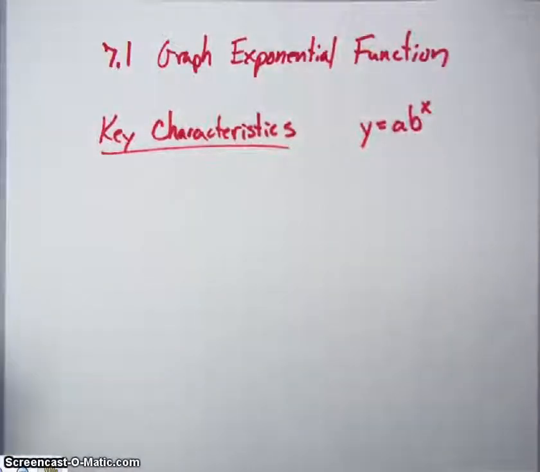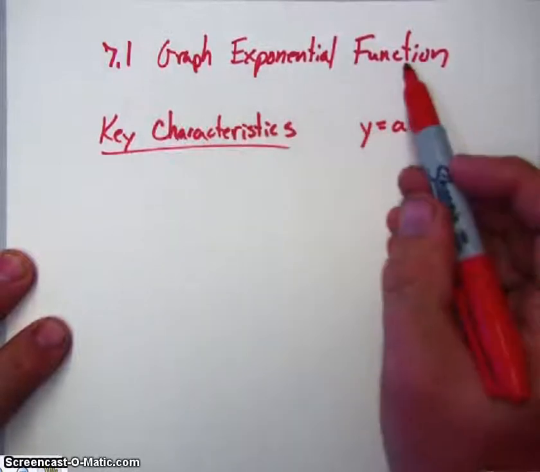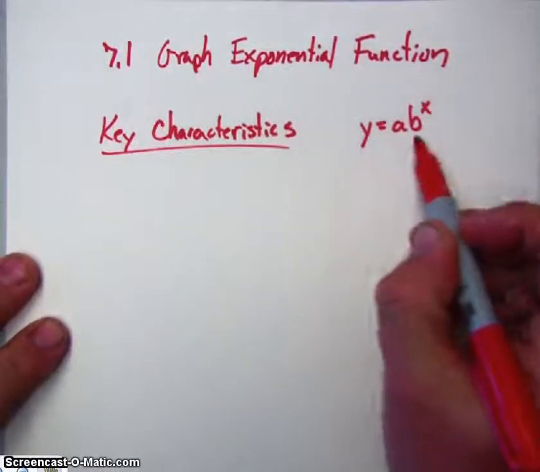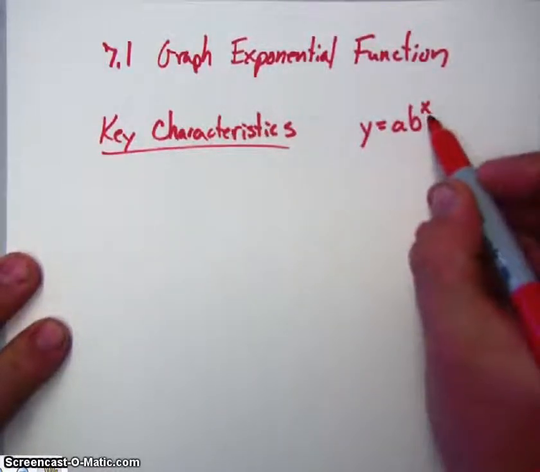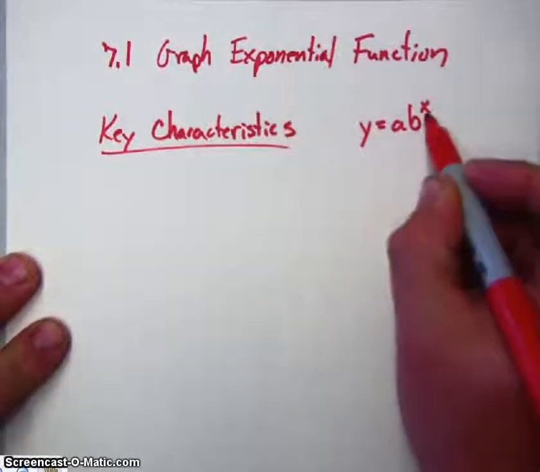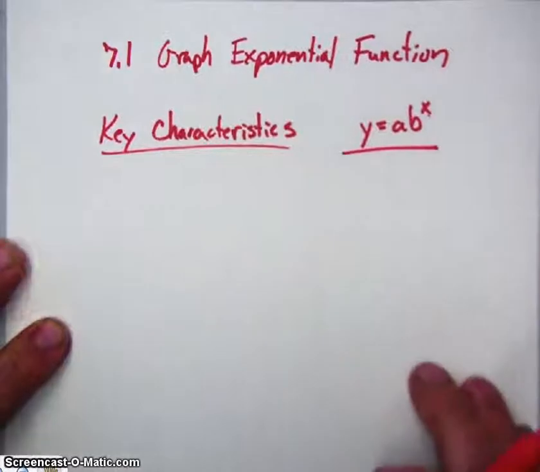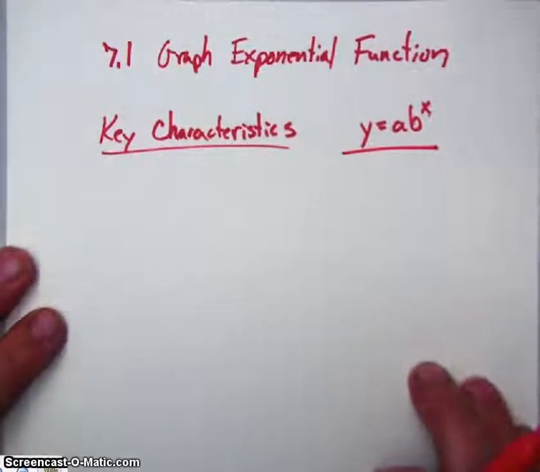Alright, in chapter 7, section 1, we are going to graph an exponential function. An exponential function is where you have an equation where the variable is in the exponent. That's why I call it exponential function, because the variable is in the exponent. Alright, so here's the general form of an exponential equation.